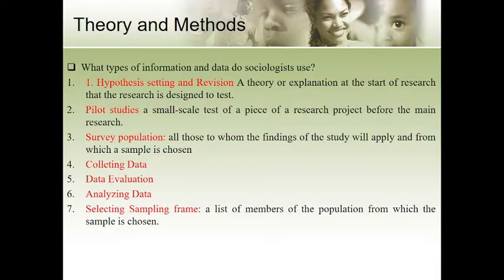The third point is survey population. Survey population is the part of the target population from which information can be obtained in the survey. All those to whom the findings of the study will apply and from which the sample is chosen. In a sense, data about individual units, for example people or households, are collected in the population. In a survey, data are only collected from a subpart of the population, and this is simply known as a sample as well.